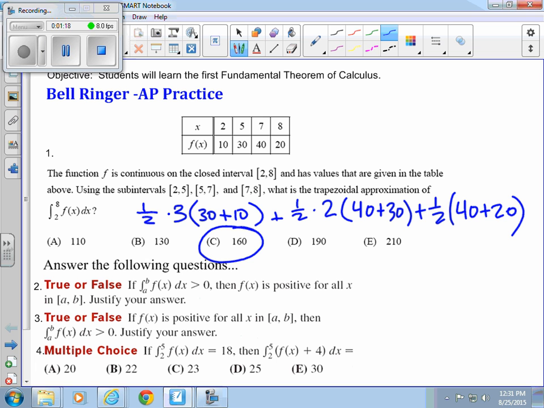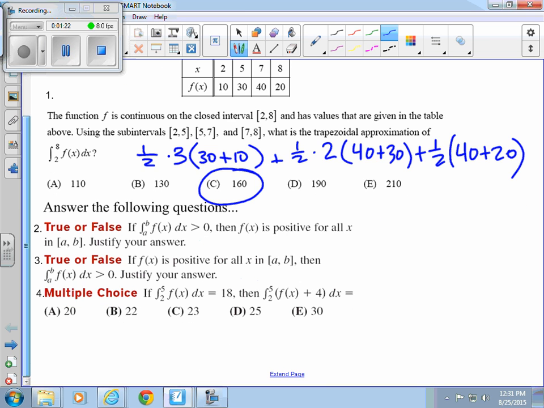Answer the following, and this should help with some of the difficult questions on your homework. If the integral from a to b of f of x dx is greater than 0, then f of x is positive for all x in a b. True or false? True.